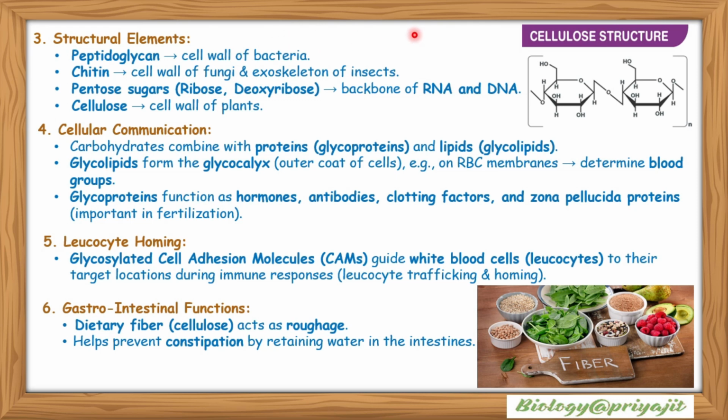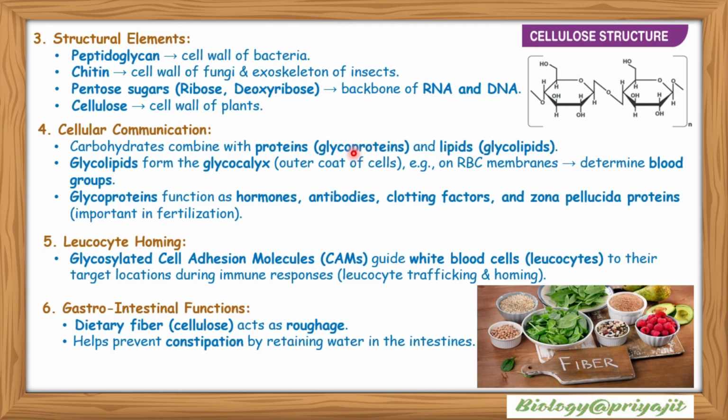Structural elements: peptidoglycan or cellulose, which are found in the cell wall of bacteria and plants. Chitin is found in the cell wall of fungi and the exoskeleton of some insects. Pentose sugars like ribose and deoxyribose are found in the backbone of RNA and DNA. Cellular communication: carbohydrates combine with proteins as glycoproteins and with lipids as glycolipids. Glycolipids form the glycocalyx outside the cell. For example, on the RBC membrane they determine blood groups. Glycoproteins function as hormones, antibodies and clotting factors, and zona pellucida proteins are important in fertilization.